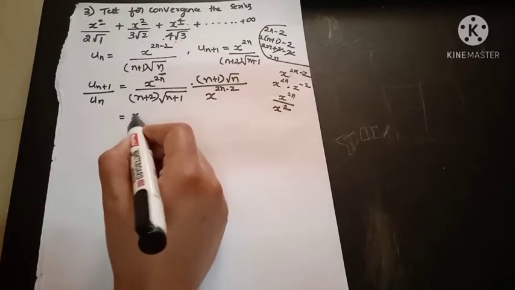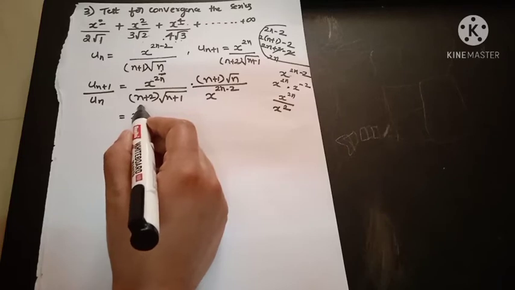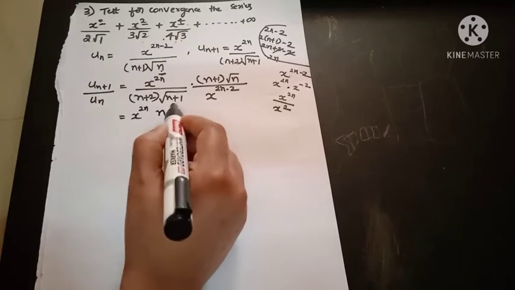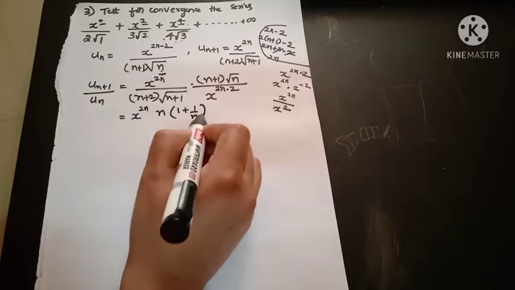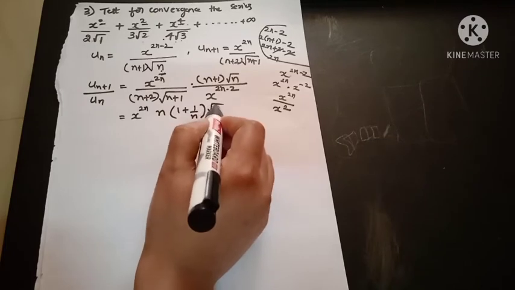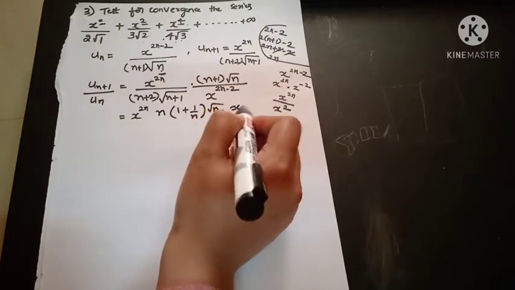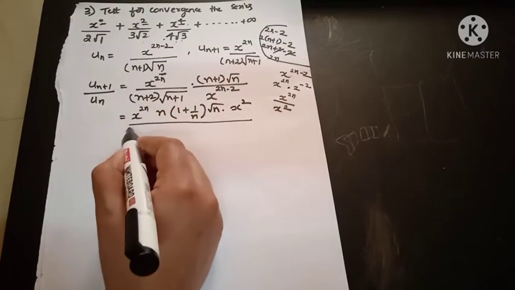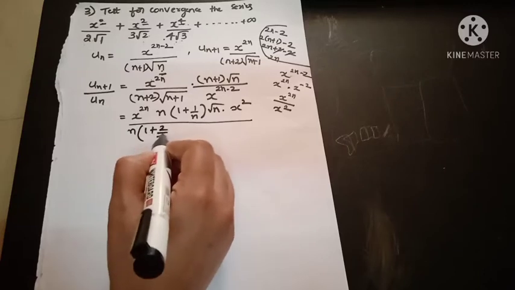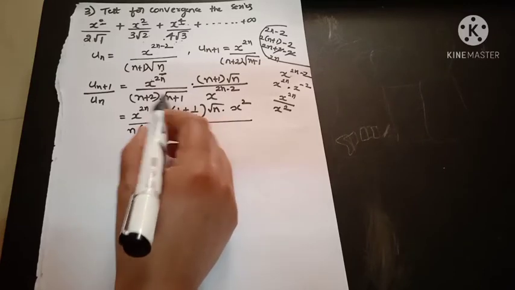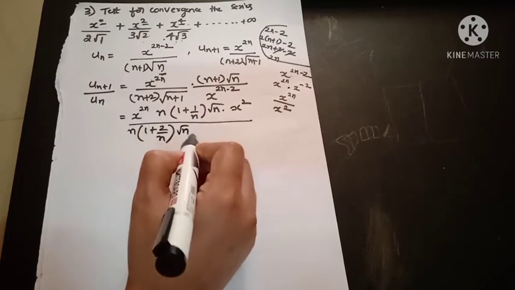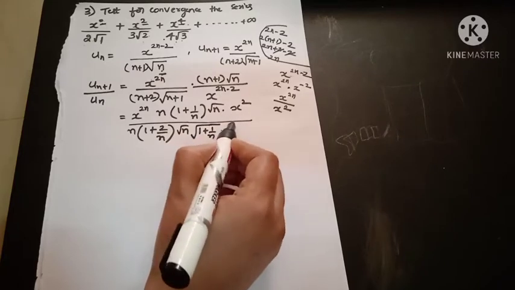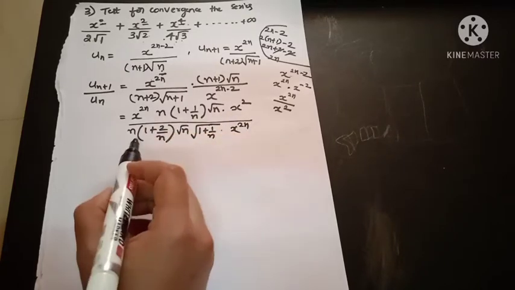So this is nothing but x to the power of 2n. Here I will take n outside, n into 1 plus 1 over n, root n as it is. This x square comes to the numerator, x square, divided by, here I will take n outside, 1 plus 2 by n. Here I will take root n outside. So this is nothing but 1 plus root 1 by n into x to the power of 2n.